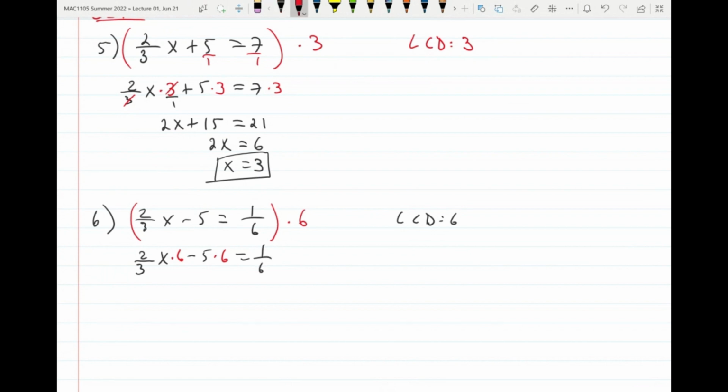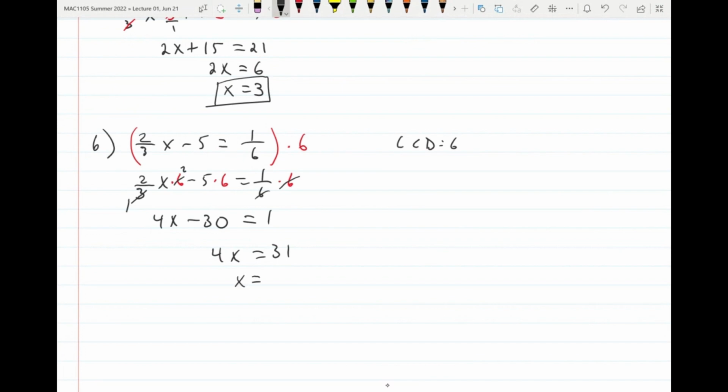So 1 over 6 times 6. Now, notice that here, now we just simplify. So the 3 cancels with the 6, but it's going to leave me with a 2 up here. Okay? And then multiply that. So 3 cancels with the 6, leaving you a 2, a 6 divided by 3. So we get 4x minus 30 equals, 6 cancels out, so you get 1. And now we are in business. Move the 30 over, positive, and then divide by 4. Good. Questions?